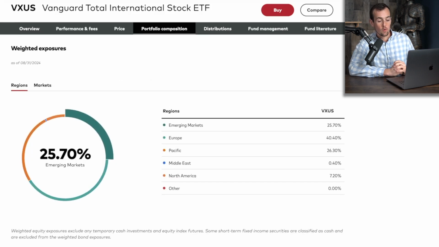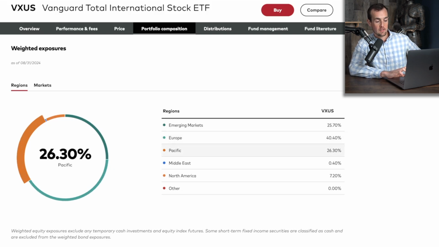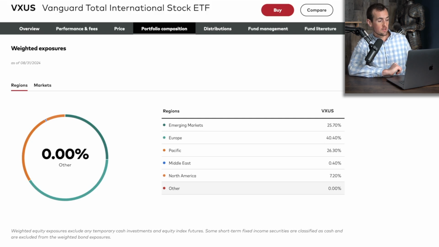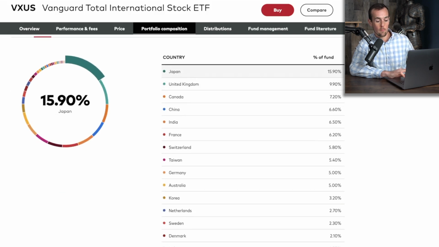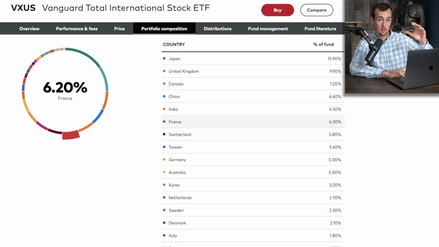If we take a look here at the overall exposure, we can see that 25.7% of this is in emerging markets, and then 40.4% is in Europe, 26.3% is the Pacific region, North America is 7.2%, Middle East is 0.4%, and then a very small amount going into the other regions, not a measurable amount. And if we take a look here at the largest markets, we can see that Japan once again represents the largest portion, followed by the United Kingdom, and then we have Canada, China, India, France, and so forth in terms of the largest exposures for particular countries.